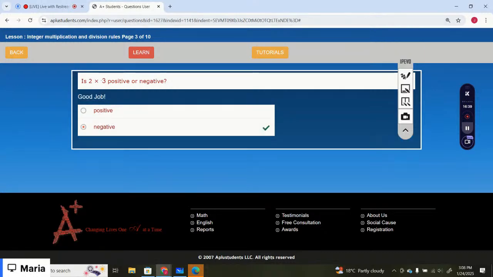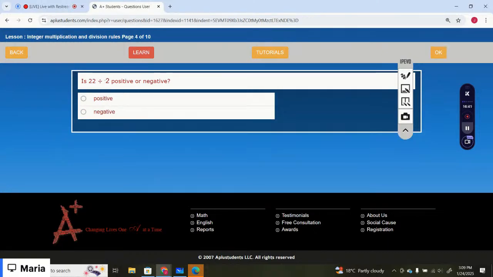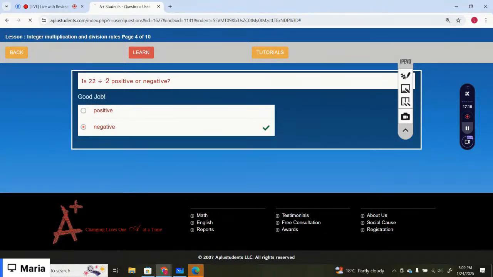That is negative. Very good. Is 22 divided by negative 2 positive or negative? Either of the numbers is negative, so the answer is negative. Option number 2 is the correct option.